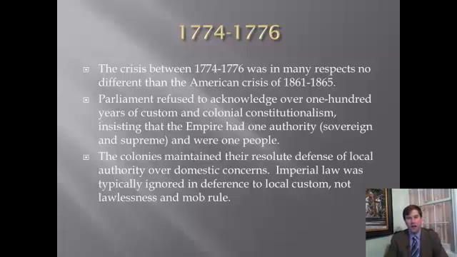The colonies maintained their resolute defense of local authority over domestic concerns. Imperial law was typically ignored in deference to local custom. This was not lawlessness or mob rule. This is what people don't understand about nullification. It's been said before, and many times, well, that's lawlessness. No, it's local custom. And it's not central control. There's still law here. There was still law in 1774, 75, and 76, but it wasn't parliamentary law. So the central authority didn't like that, and they tried to, of course, clamp down on that.